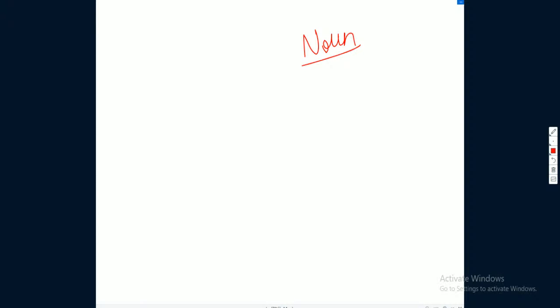So as many as we are watching in the sky, we can count them, right? We cannot count all the stars present in the sky, but which are visible to us, we can count them. That's why stars fall under the category of countable noun.